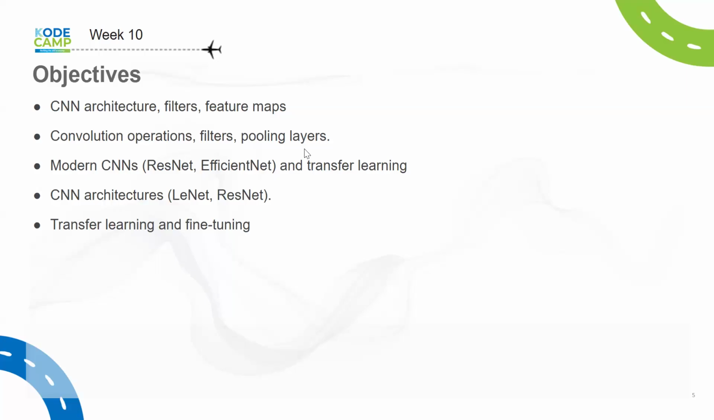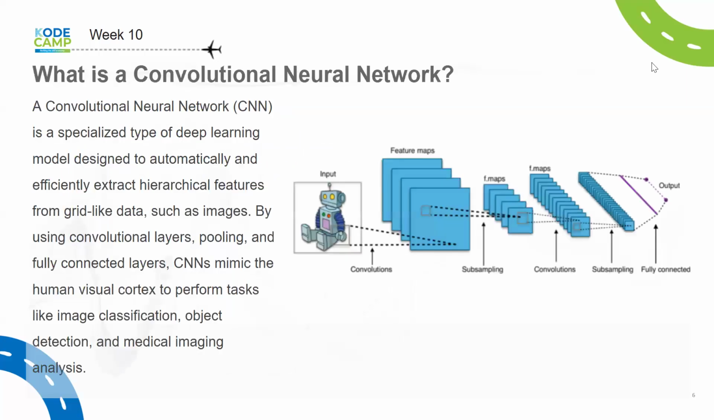So what is a convolutional neural network? Whenever you hear CNN in machine learning, that's what we're talking about. It's not the news channel or anything else. It means convolutional neural network. And it's a special type of neural network model that is designed specifically to extract hierarchical features from grid-like data that is two-dimensional in nature, right?